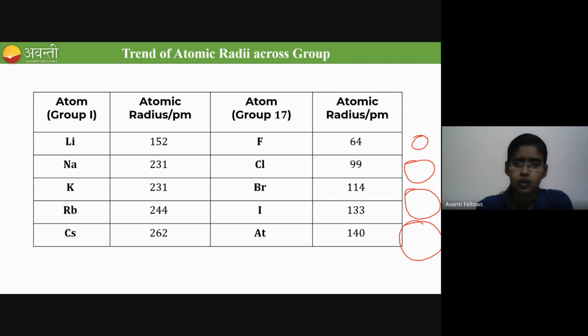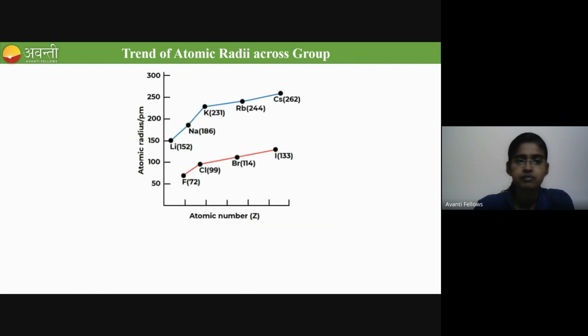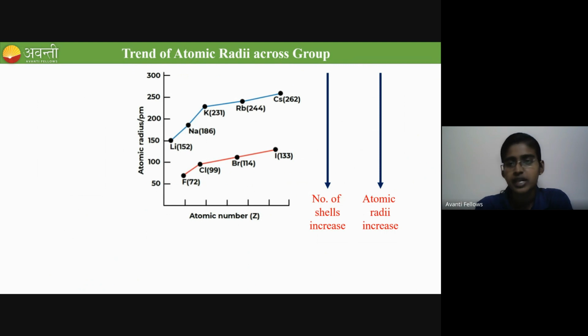That's all. Why does it increase? See it in the graph. For group 1, atomic radius is increasing from lithium to cesium. And for fluorine till iodine also, it is getting increased. Why is it getting increased? Because the number of shells is getting increased. Because of this, atomic radius is also getting increased. In case of fluorine, chlorine, bromine and iodine, fluorine is a second period element.